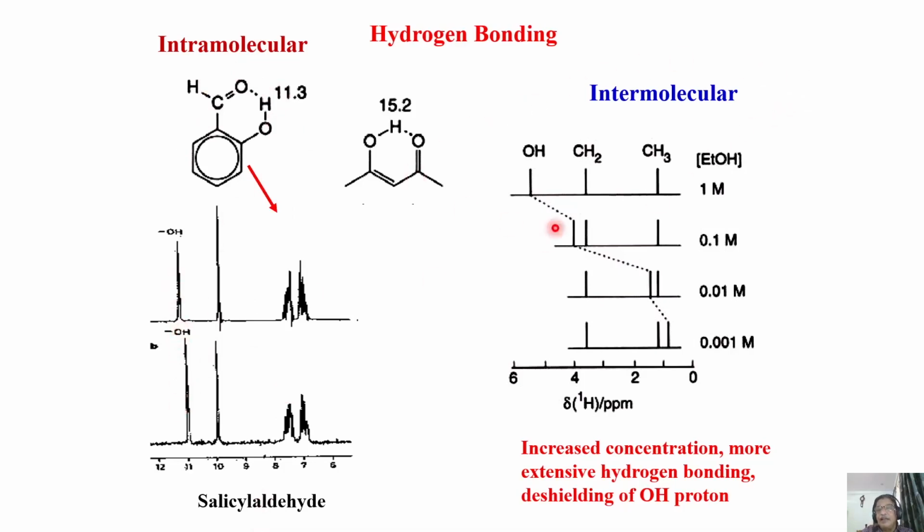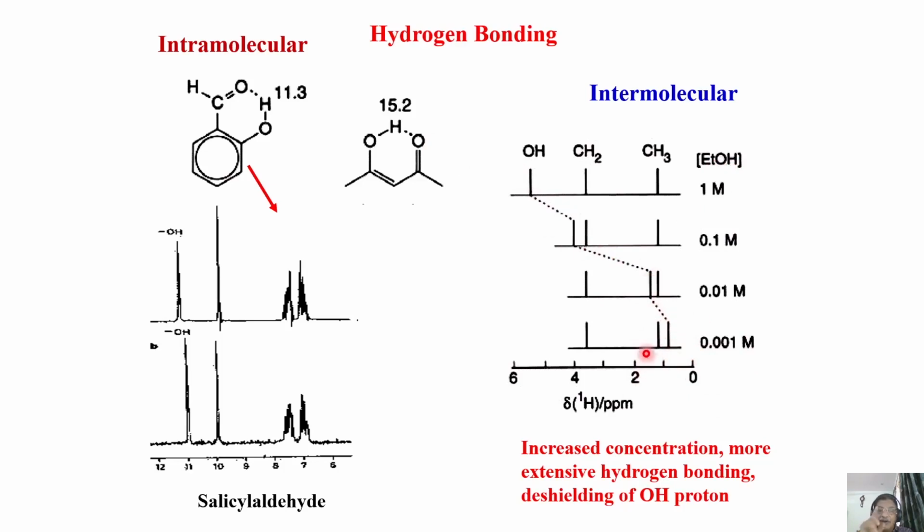Whereas take ethyl alcohol, then what happens? It can form an intermolecular hydrogen bond with itself or with EtOH. Then, as you keep on increasing the concentration of ethyl alcohol from low concentration to high, you see the OH peak. It was somewhere here. It comes here. In fact, the OH peak was going beyond CH3.